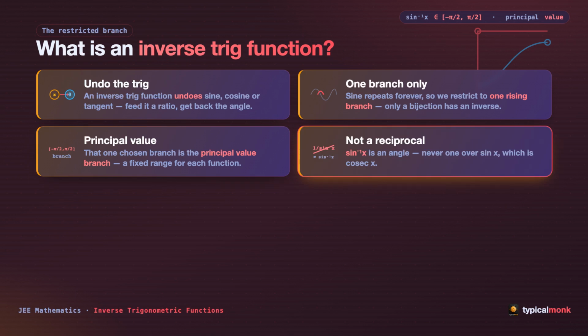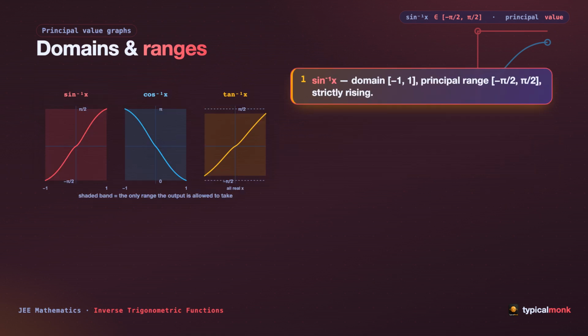And a warning worth repeating: sine inverse x is never 1 over sine x. Sine inverse x is an angle; 1 over sine x is cosecant x, a completely different ratio. Now look at these three graphs, because together they turn the principal value branch into a picture. First, sine inverse x. Its domain is the closed interval from -1 to 1. And its principal range is the closed interval from -π/2 to π/2, a strictly rising curve, shaded band and all.